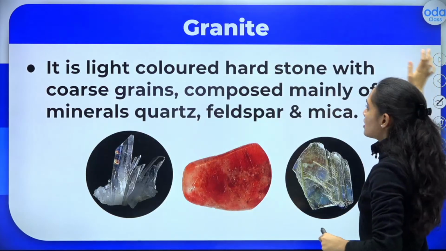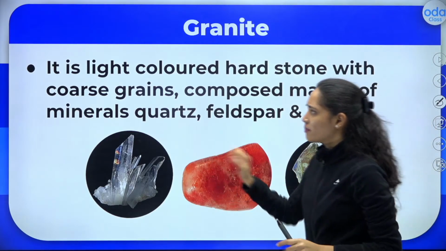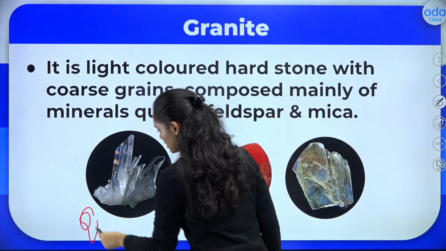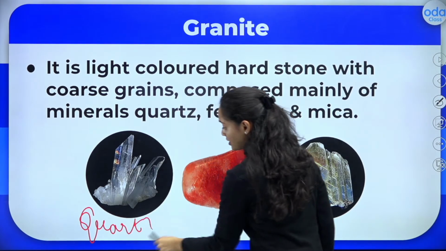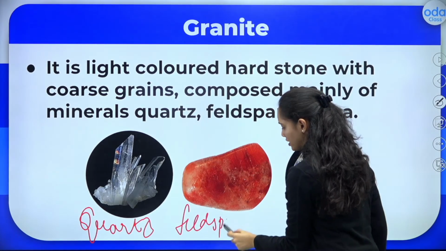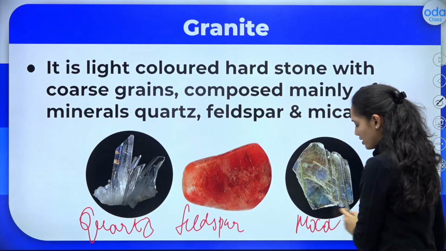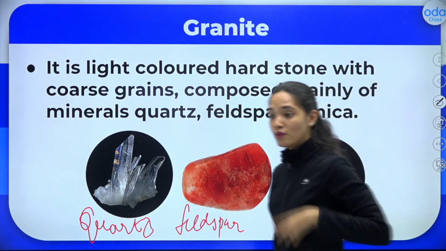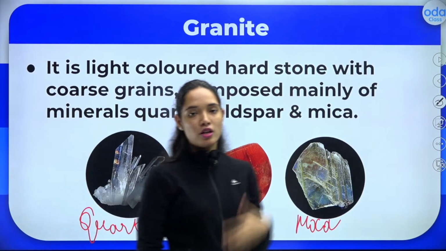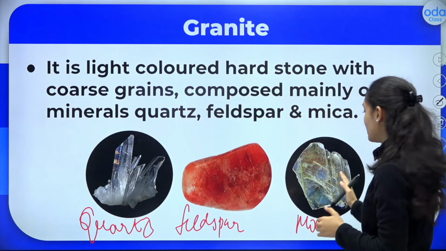And students, this granite is light in color and it is made up of different minerals. Minerals such as quartz. This is quartz. This is your feldspar. And this is your mica. So did you see students? Granite is a form of rock which is made up of a mixture of more than one mineral. So the mixture here is quartz, feldspar and mica.